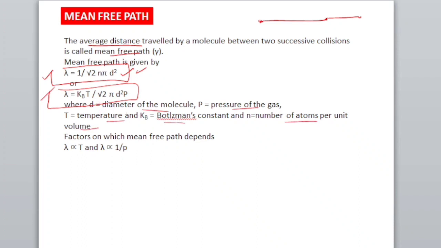So on which factors does this mean free path depend? It is directly proportional to temperature, inversely proportional to pressure, and also inversely proportional to the diameter of the molecule, right? And this lambda is inversely proportional to number density. So mean free path depends on these factors. In this way you can define mean free path, and this is the formula for mean free path. And this is the last topic of this chapter.